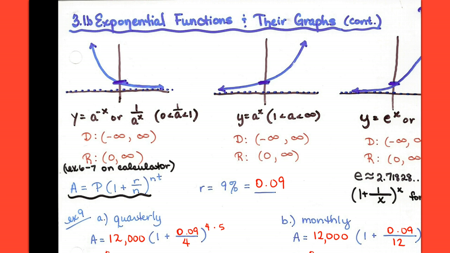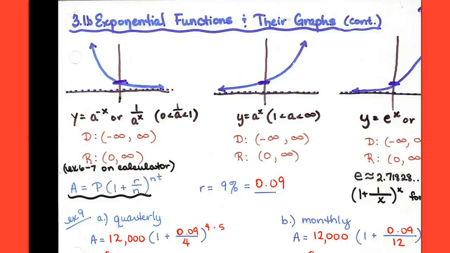Now, one thing you'll notice is there's about a $60 difference in the total amount that I have at the end. My principal did not change. My rate did not change. My time did not change. The only difference here is the number of compoundings. So the more often they compound this, the better I'm going to do.